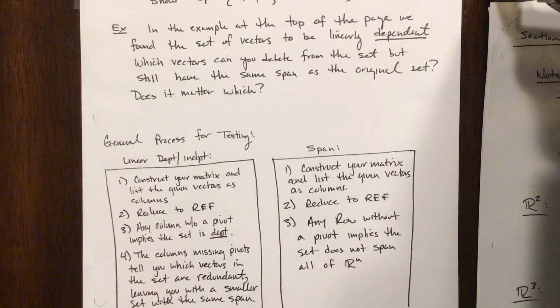Example 3. In the example at the top of the page, we found the set of vectors to be linearly dependent. Which vector can you delete from the set but still have the same span as the original? Does it matter which? So let's take a look.